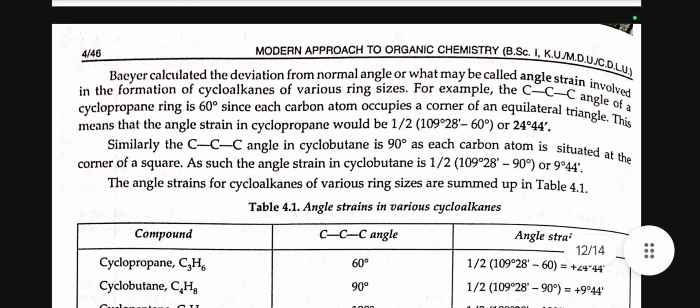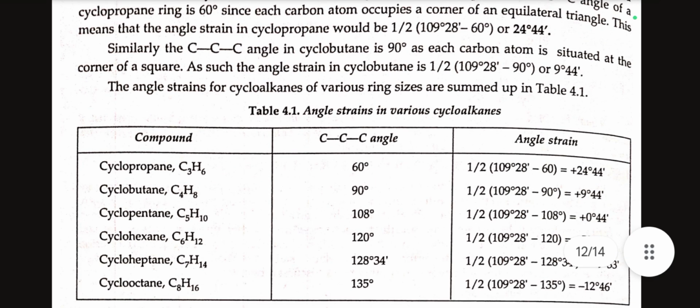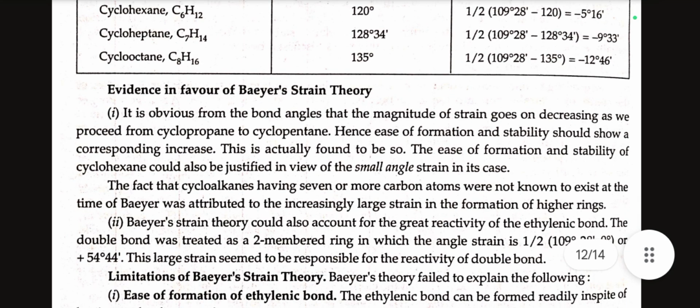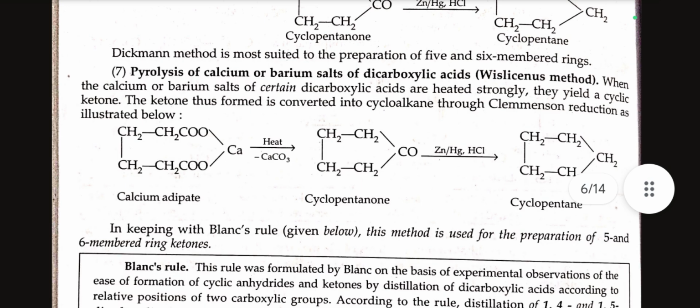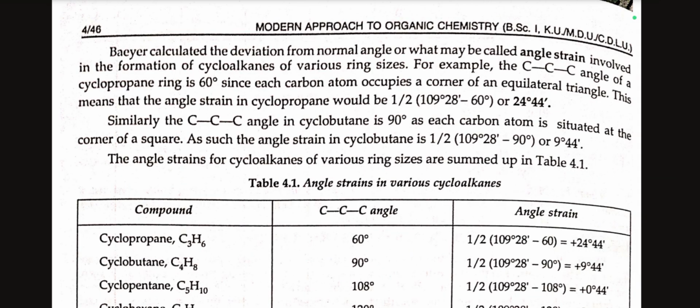The angle strains for cycloalkanes are: for cyclopropane the angle is 60 degrees and the angle strain is 24 degrees 44 minutes; for cyclobutane it is plus 9 degrees 44 minutes; and for cyclopentane it is plus 0 degrees 44 minutes. So this was all about our cycloalkanes, and after that we will start with cycloalkenes. Now we shall start about what cycloalkenes are.